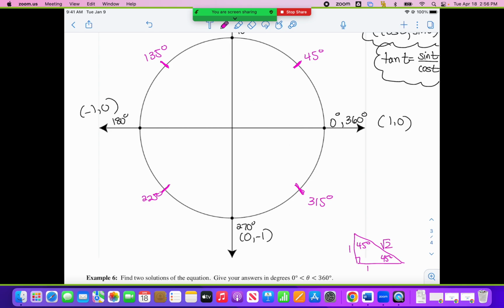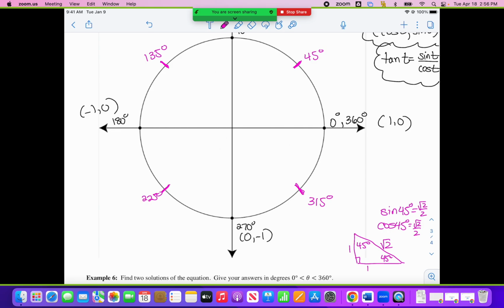So that was 1, 1, square root 2. What is the sine of 45 degrees based on this little triangle? Square root 2 over 2. And guess what? Cosine 45 is square root 2 over 2. They're the same, right? Because it's 1 over square root 2.